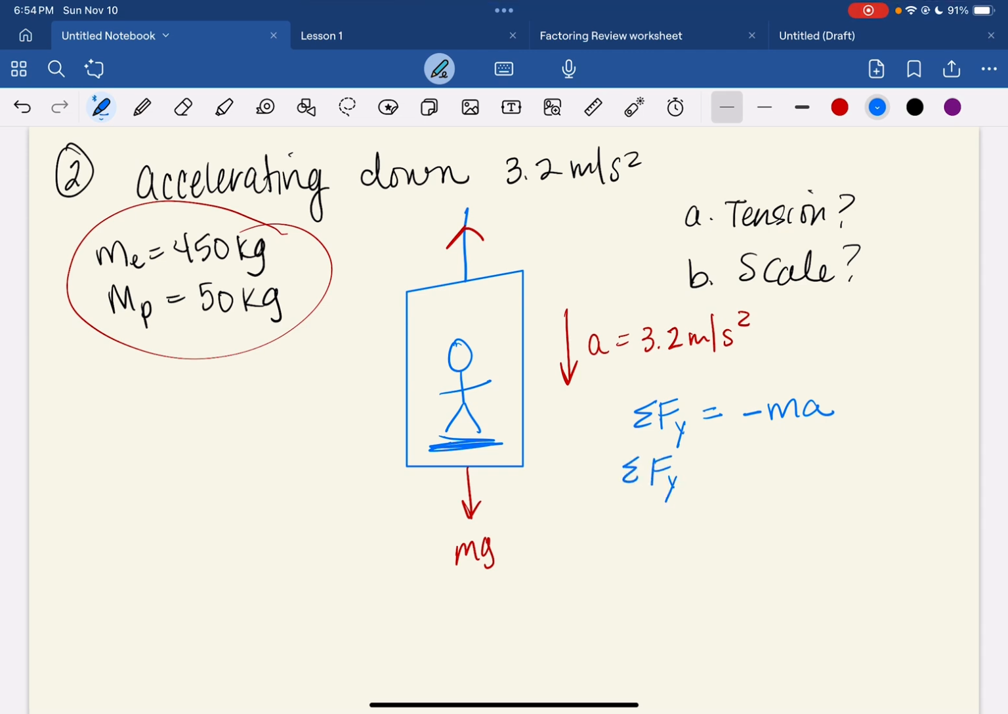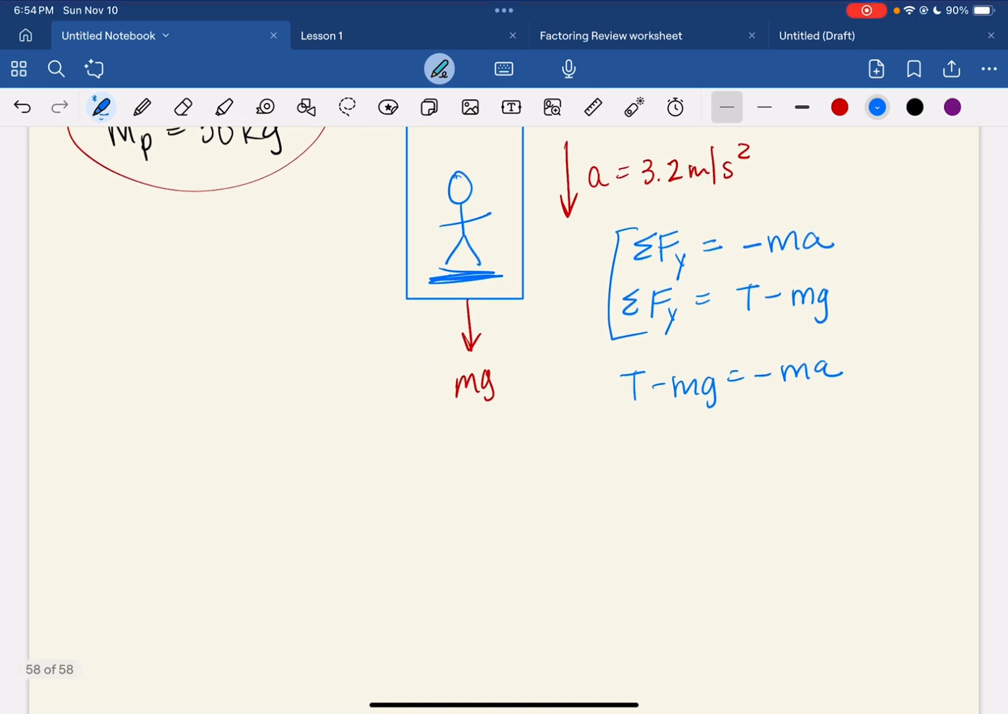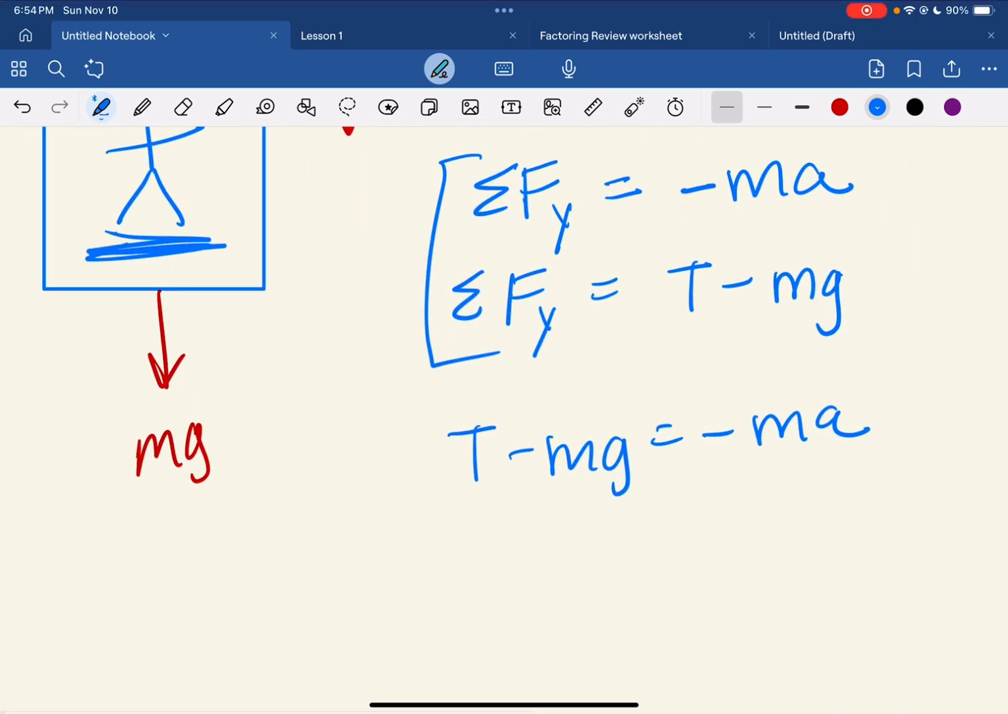And then the sum of the forces in the y direction is going to be my tension, which is this up here, minus mg. And so I can put these two things equal to each other. So T minus mg equals negative ma. I take the negative mg, add it to both sides. So I end up with T equals mg minus ma.